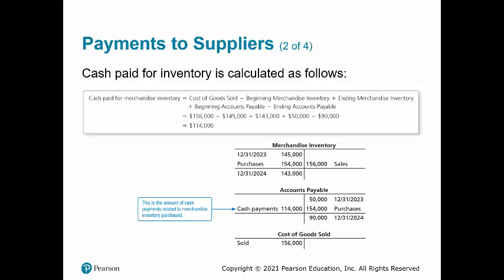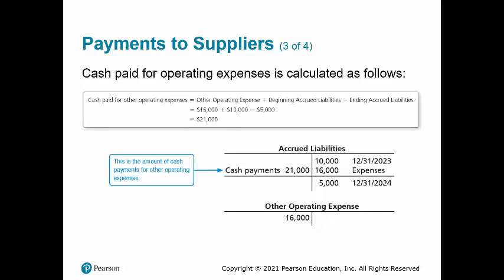That gives us actual cash payments to suppliers of $114,000. So we would show that along with the cash paid for operating expenses. To determine the amount paid for operating expenses, we look at the account accrued liabilities and the amount that is shown on the income statement for other operating expense.